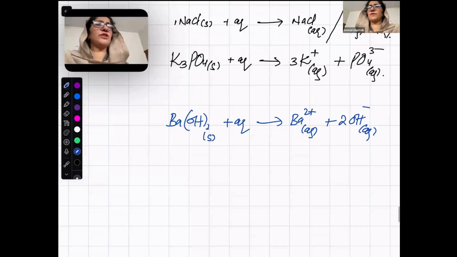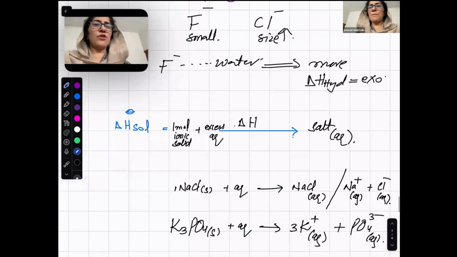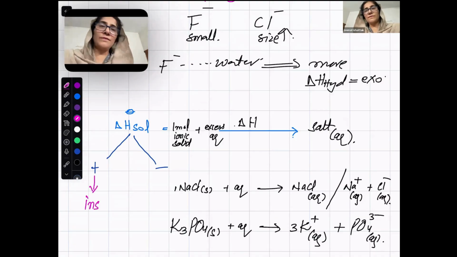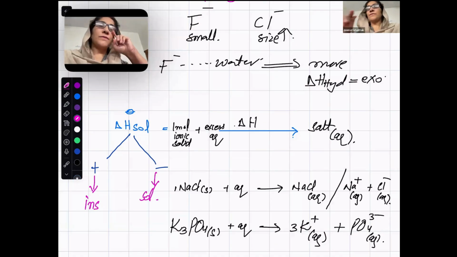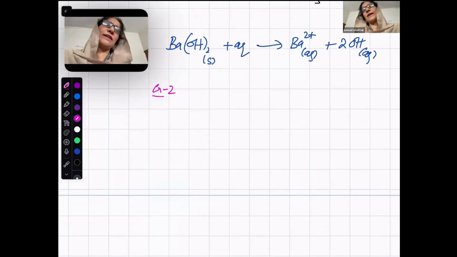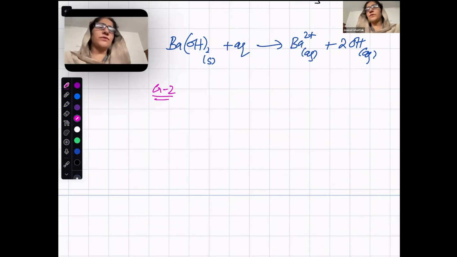But there is a situation. It could be positive, it could be negative. Why? Because if the salt is insoluble, it is positive. If it is soluble, it is negative. Look, if I go to group 2, you have done this in AS, and now you are going to do this in A2.